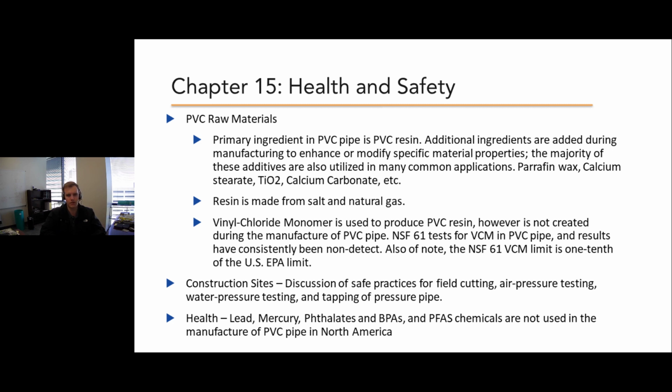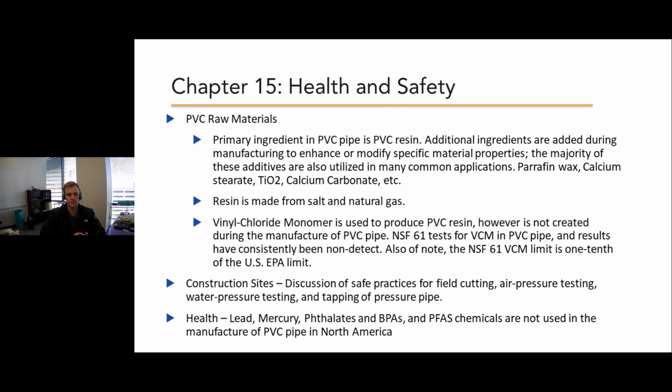The resin itself is made from salt and natural gas. Vinyl chloride monomer is used to produce PVC resin. It's a gas that's polymerized into PVC, but it is not created during the manufacture of PVC pipe. And actually, NSF 61 tests for VCM in PVC pipe, and consistently the results from these tests have come back non-detect throughout the years. It's also worth noting NSF 61 VCM limits are 1/10 of the US EPA limit. So the NSF 61 limit is a very, very conservative limit, and even when they're testing for it, they consistently come back non-detect. So not only is it not shown above the limit, it's not found at all.